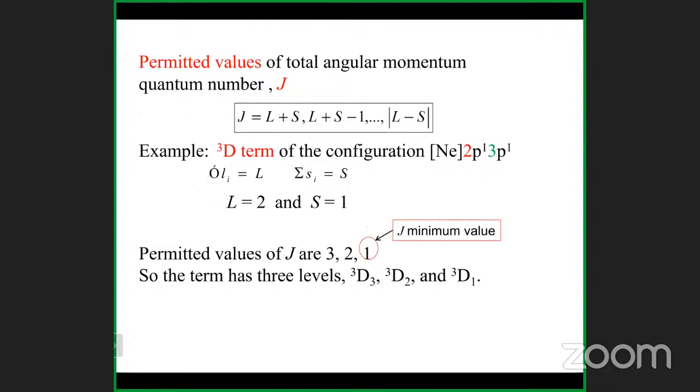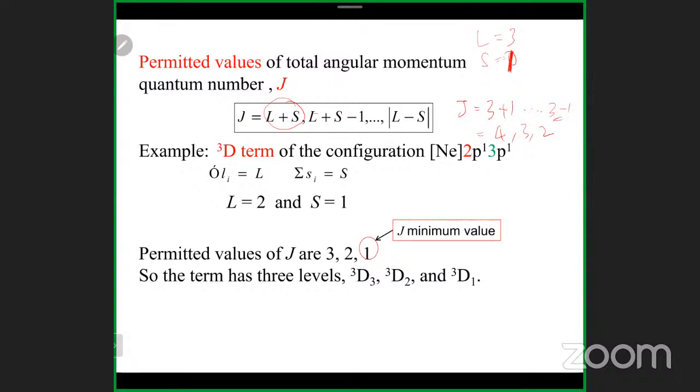Okay, so how do you do it? We just add the L and S. So we add L and S until L minus S. Say, for example, we have L equals 3, S equals 0, or S equals 1. S equals 1, okay, one case. So J will equal 3 plus 1 until 3 minus 1. So it's going to equal 4, 3, 2, because the final one is 3 minus 1.